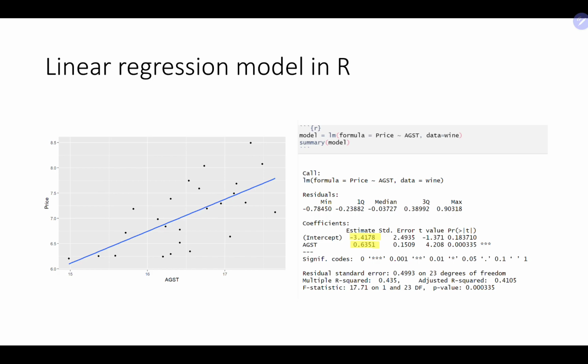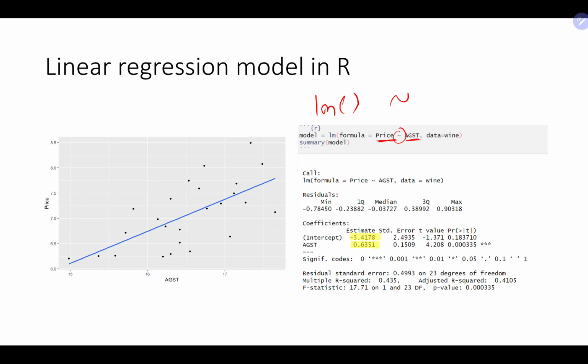So how did I find those coefficients? By using the lm function in R, you give the formula. You say, I want to predict price by using AGST, and this is the tilde sign in the middle. On your keyboard, that would be on top of the tab key in the upper left corner. That's the tilde sign. So you're saying, I want to predict price by using AGST. That's it.